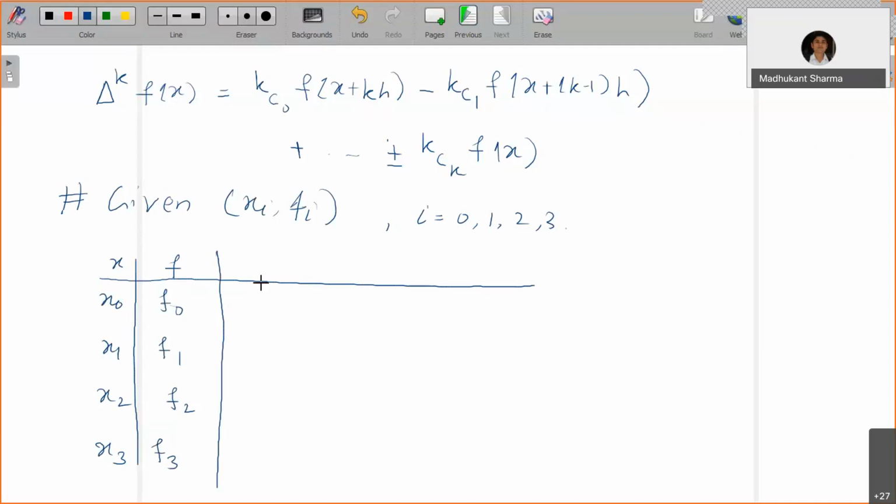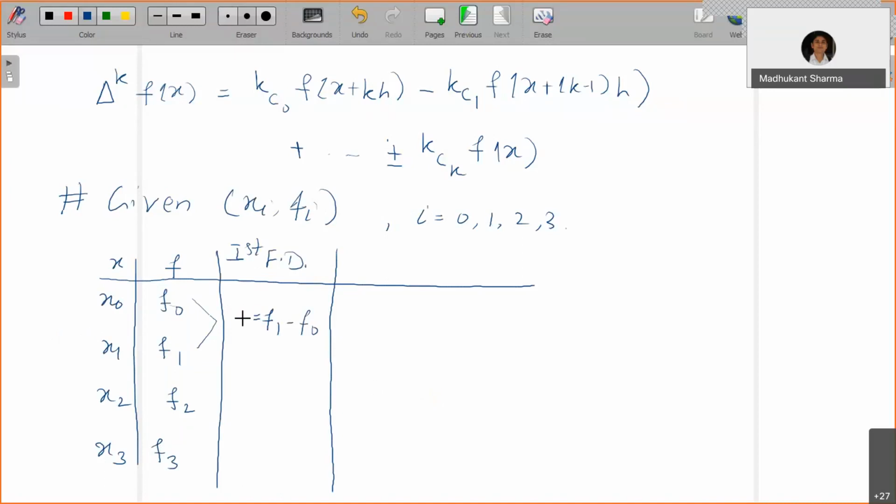Now we wish to write the first forward difference column. If you check, there is no role of the nodal points themselves. For the first forward difference, you use two points at a time, and for these two points, the value is f1 minus f0.